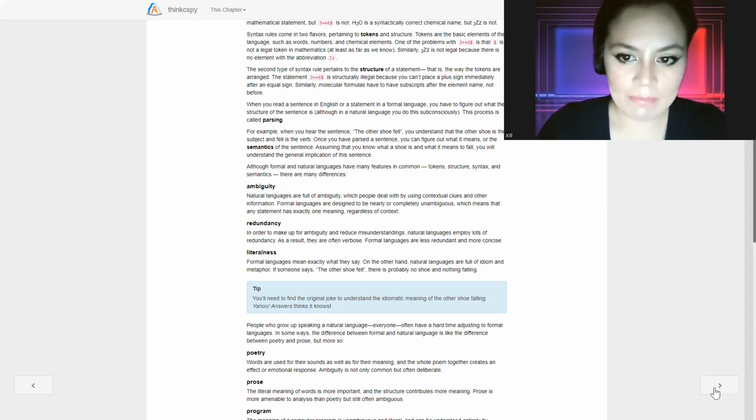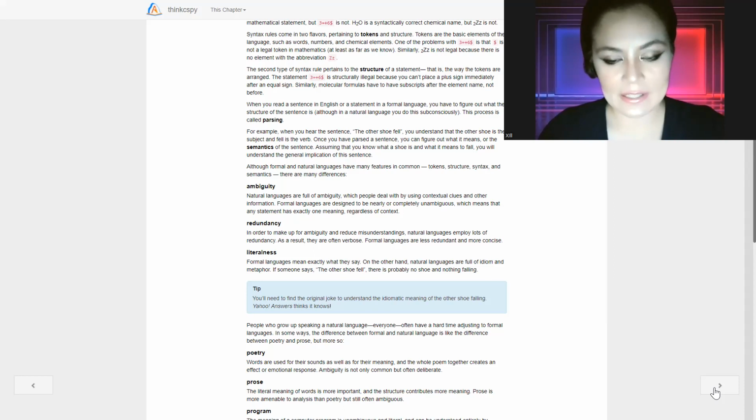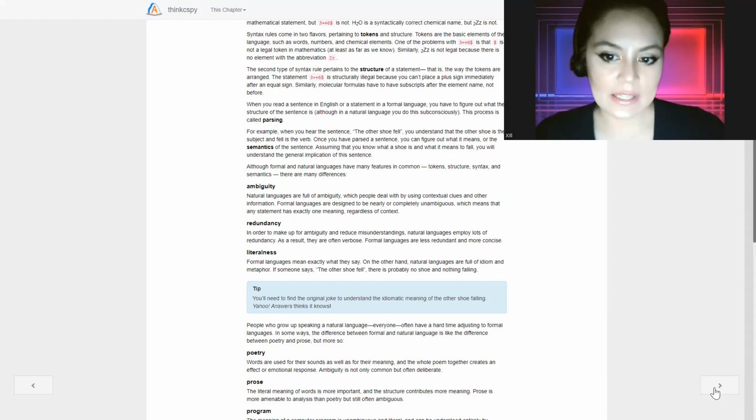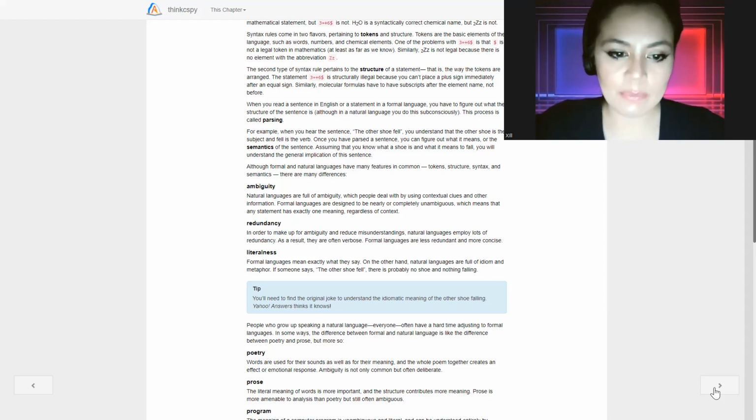Redundancy is another characteristic in which formal and natural languages differ. In order to make up for ambiguity and reduce misunderstandings, natural languages employ lots of redundancy. As a result, they are often verbose. Formal languages are less redundant and more concise.